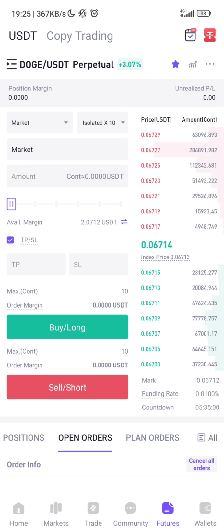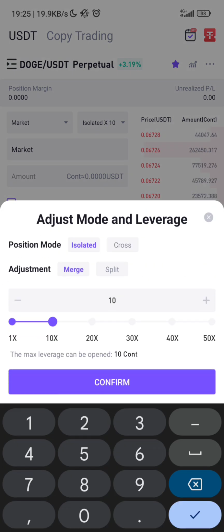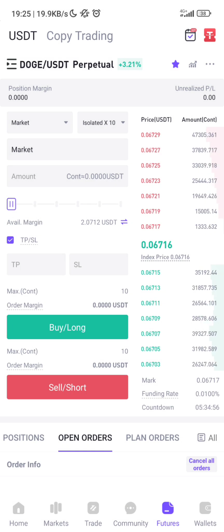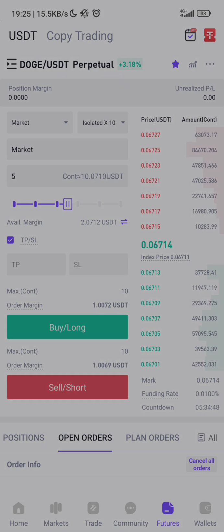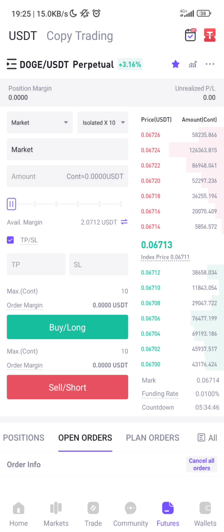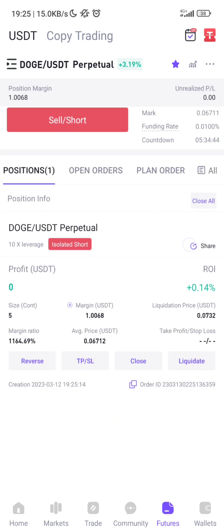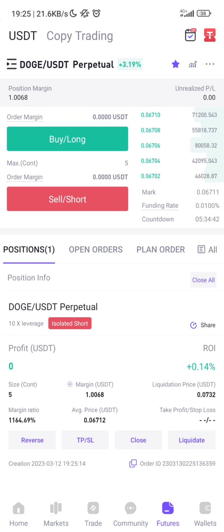So I'm using a merge. Don't forget I'm using a merge adjustment, right? So now let's enter at current market price with 50%. So taking a short. You can see my position now. You can see my 0.14 ROI. You can see it's reducing.